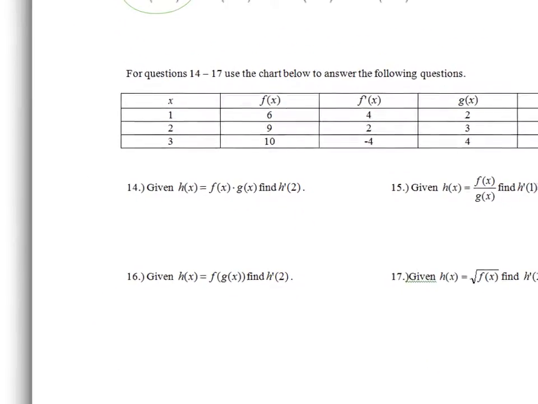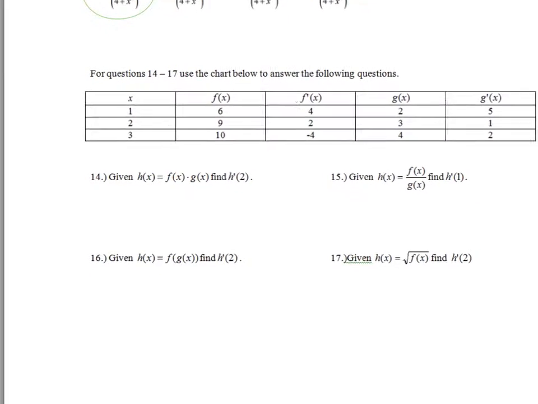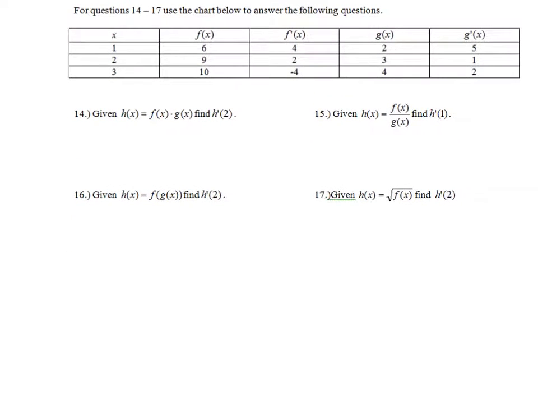I know I'm probably going to end up running out of space on some of these, but I have to get the table in there. So this is just straight up product rule. So the derivative is going to be the derivative of the first times the second plus the first times the derivative of the second.